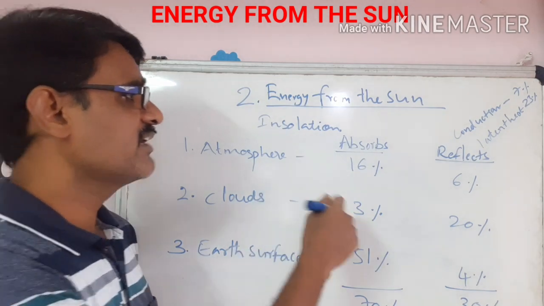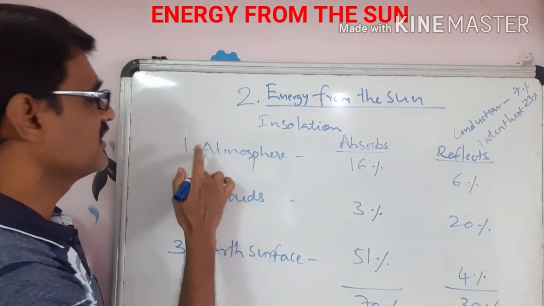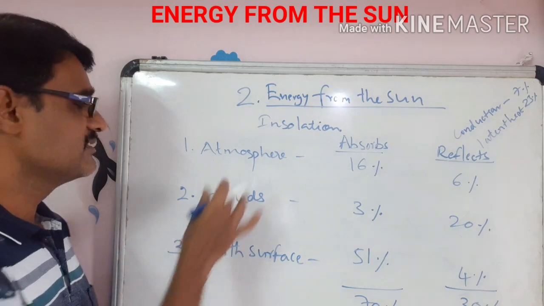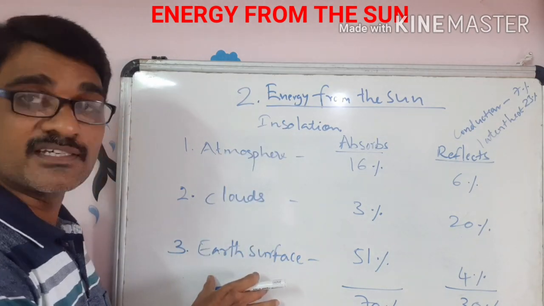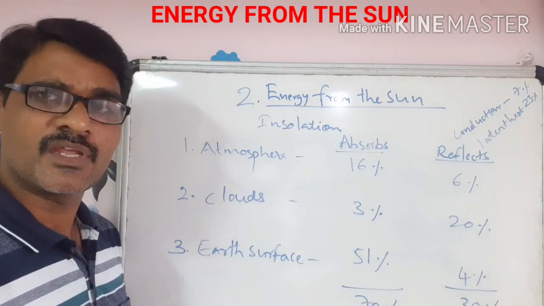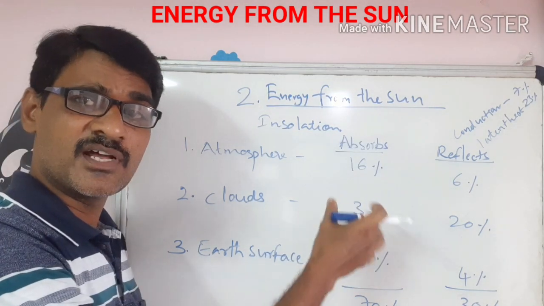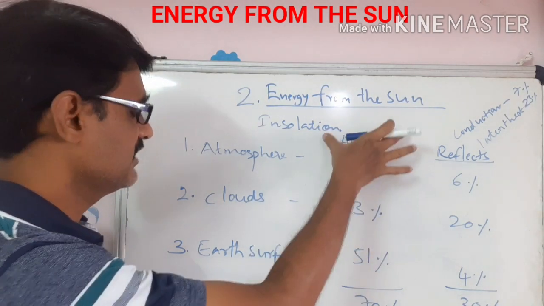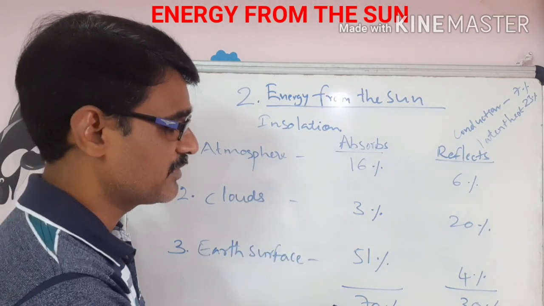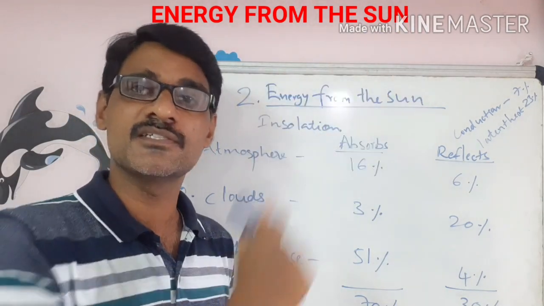And which are absorbing and which are reflecting the solar radiation? There are three factors: the atmosphere, the clouds and the Earth's surface. They are absorbing and they are reflecting. About 70% of the solar energy is absorbed by these three things. The remaining 30% is reflected directly into the space.